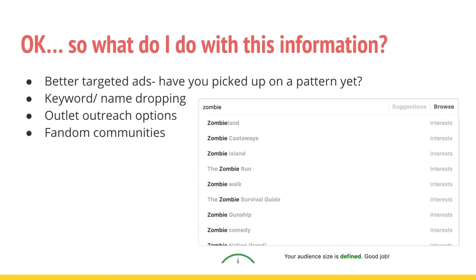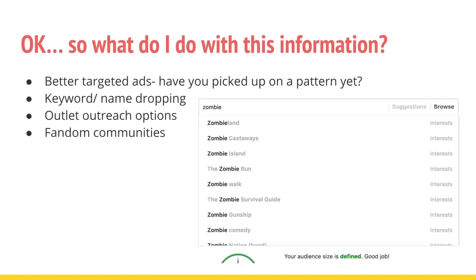So to use this information, again, better targeted ads. Like we mentioned earlier, those of you who have ever used Facebook know that a lot of people tend to have their favorite movies and books listed on their profile as a way to tell people who they are in a succinct, easy to find way. And as a result, you can start to target people like that.